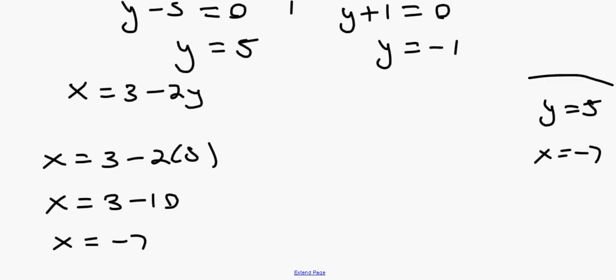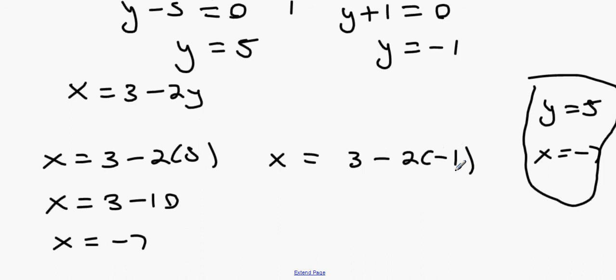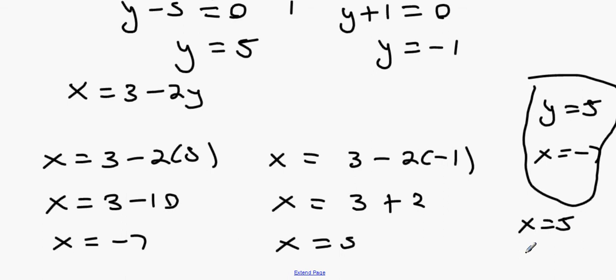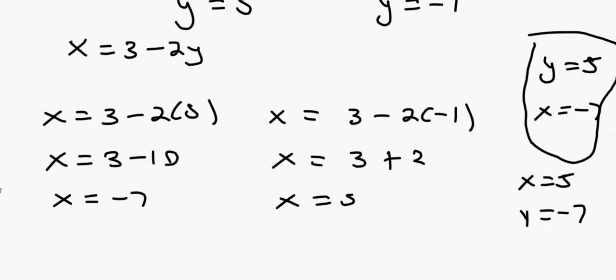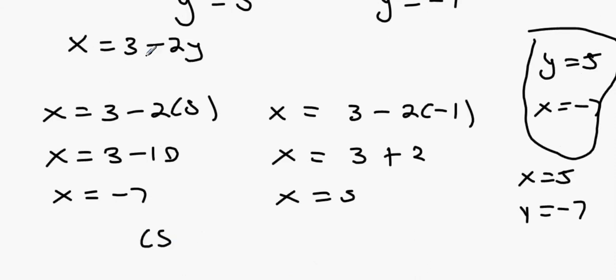Okay, the next one is going to be x equals 3 minus 2 times minus 1. x equals 3 plus 2. x equals 5. So x equals 5 when y equals minus 1. So the two ways we can write down this answer are as follows. The x value always leads, remember, so we can say that it's minus 7, 5, and the next one is going to be 5, minus 1. Okay, next question.